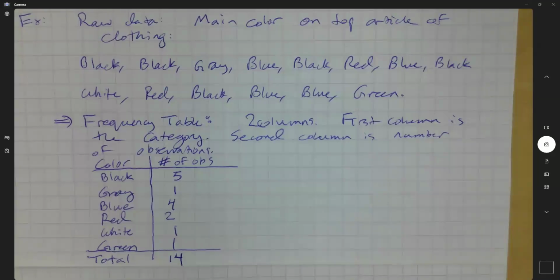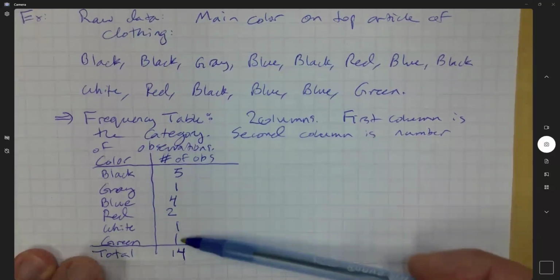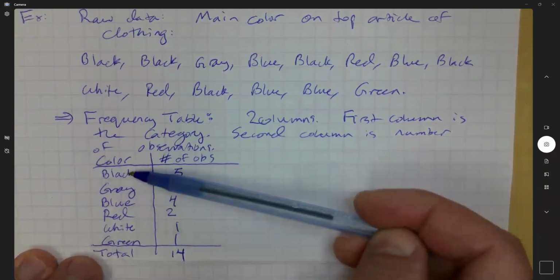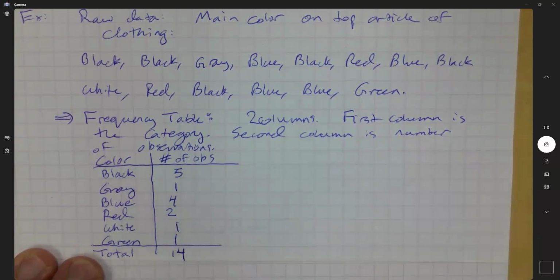Would you agree that main color on top article of clothing is categorical? Is it labels or is it ordinal? Why do you say labels, Hadley? Yeah, there's no numerical content whatsoever. Black is not more of a color than blue. Red is not 3 times green. That doesn't mean that counting is not possible, right? We can count them, that's numerical information, but the data itself has no numerical content.